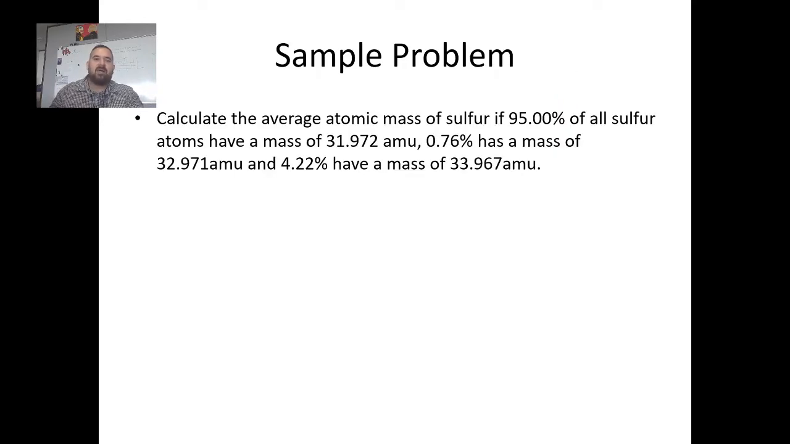So this is our first practice problem. I can read it for you, but it's not... Well, actually, I'll go ahead and read it. Calculate the average atomic mass of sulfur if 95% of all sulfur atoms have a mass of 31.972 AMU and 0.76% have 32.971 AMU, and then 4.22% have a mass of 33.967.